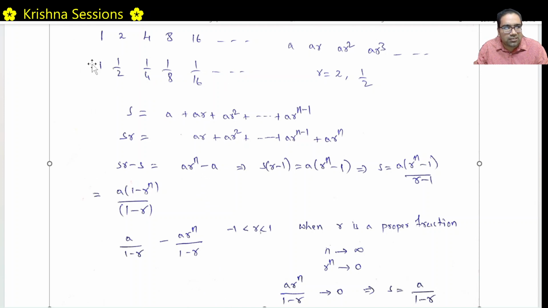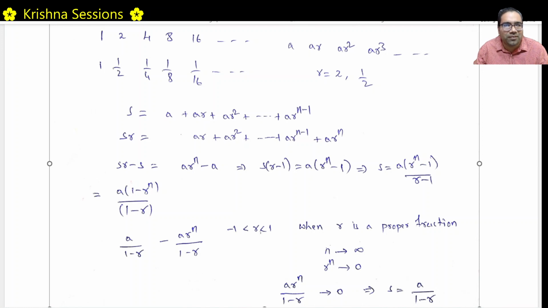You can check it manually also. 1, then half gives 1.5, 1.75, etc. As you keep on adding more and more terms, the sum will get close to 2, but it will never cross 2. This is the sum of an infinite series. The sum of an infinite series is a by 1 minus r, because this expression will become 0 when n becomes big. Hope you understood this.